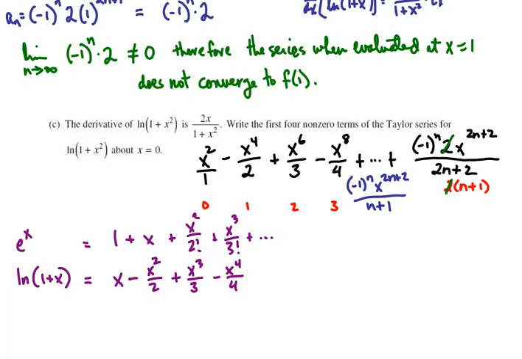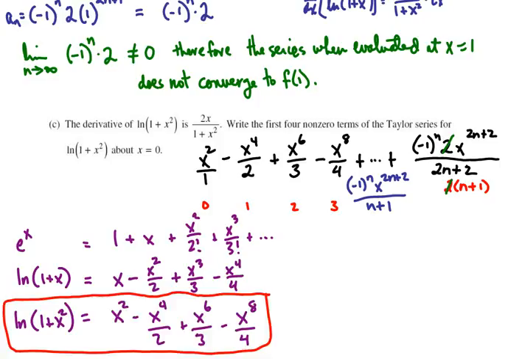Now what we want is ln of 1 plus x squared. So we're simply going to replace every x with x squared. And so you can see that that gives you exactly what we had above, and it would give you the same general term as well. Now, the point here is that there are different ways of going about this. The more ways you know, the better chance you have of getting it correct.